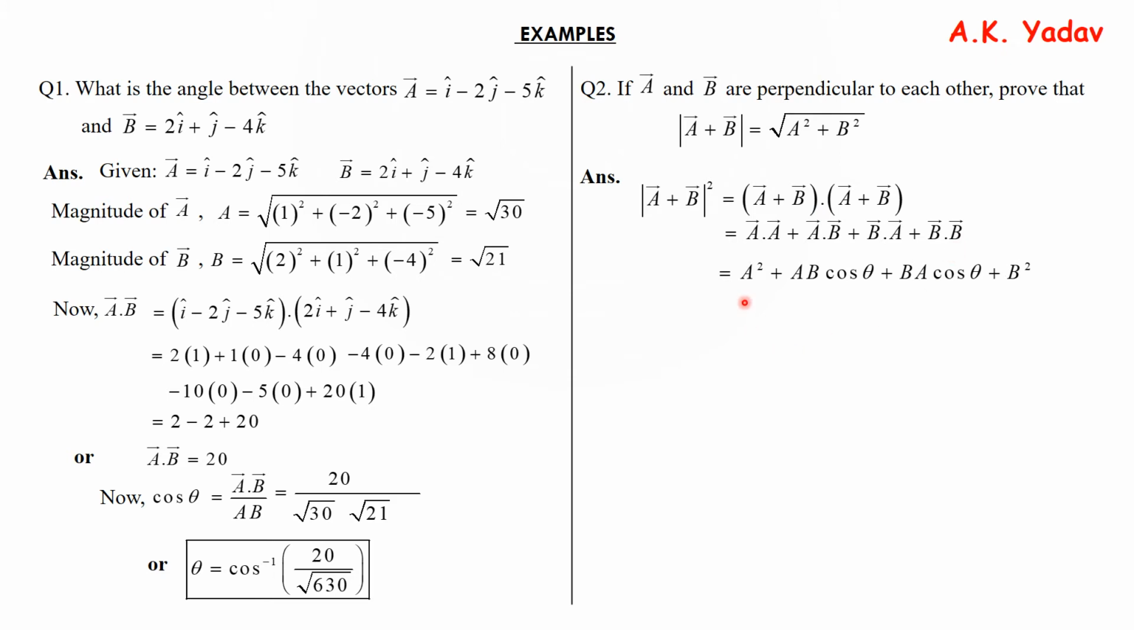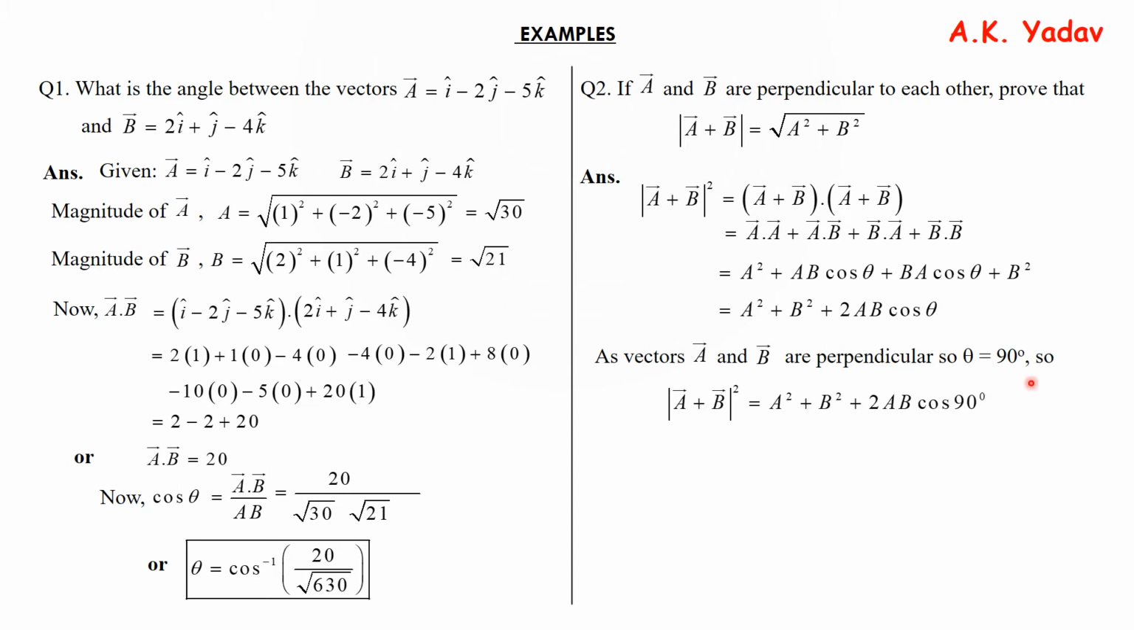Now a dot a is a square, a dot b is ab cos theta, b dot a is ba cos theta, and b dot b is b square. So this can be written as a square plus b square plus 2ab cos theta. Now in the question it is given that a and b are perpendicular, that means theta is 90 degrees. So this becomes magnitude of a plus b square is equal to a square plus b square plus 2ab cos 90. That is a plus b whole square is equal to a square plus b square. That is magnitude of a plus b is equal to under root of a square plus b square. Hence proved.